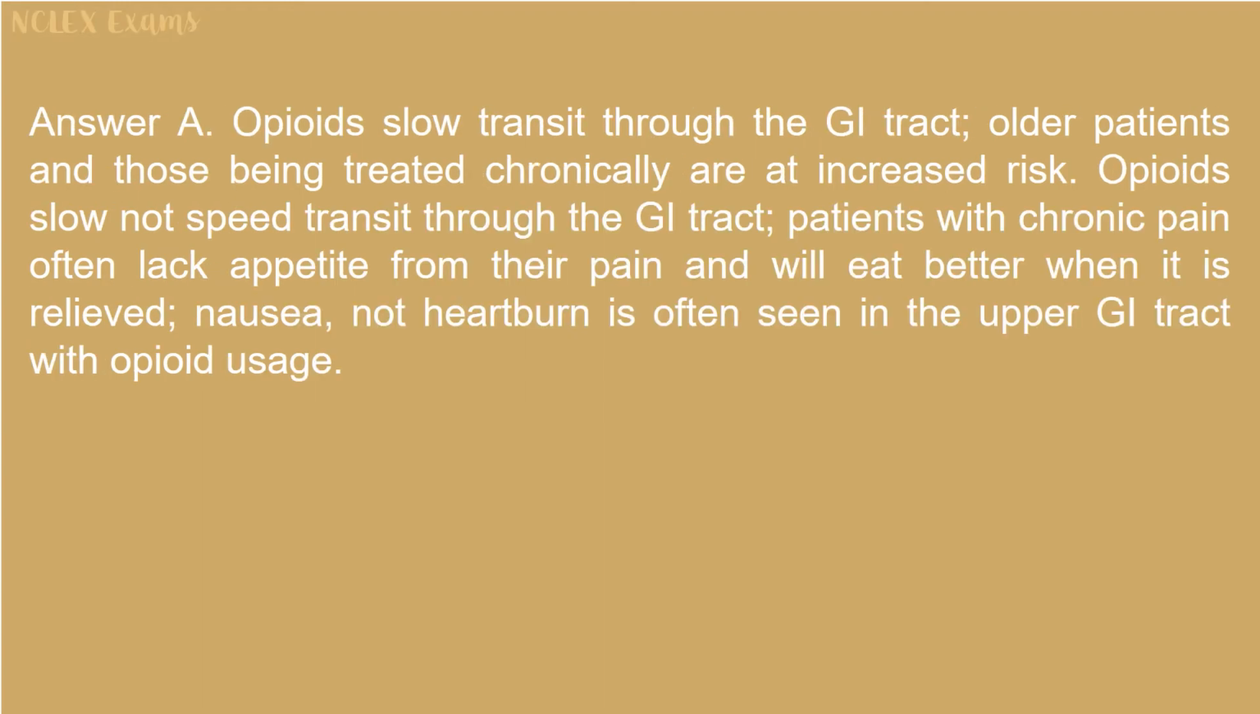Answer A. Opioids slow transit through the GI tract. Older patients and those being treated chronically are at increased risk. Opioids slow, not speed, transit through the GI tract. Patients with chronic pain often lack appetite from their pain and will eat better when it is relieved. Nausea, not heartburn, is often seen in the upper GI tract with opioid usage.